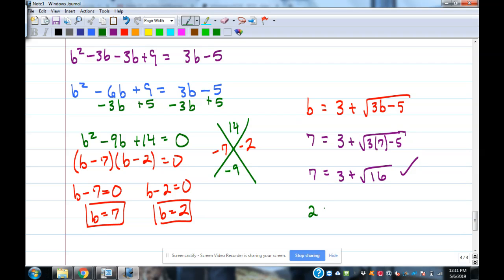Put the 2 in there. 3 times 2 minus 5. 3 plus the square root of 1. What's the square root of 1? 1. What's 3 plus 1? 4, not 2. So that does not work. So we're going to throw the 2 away.